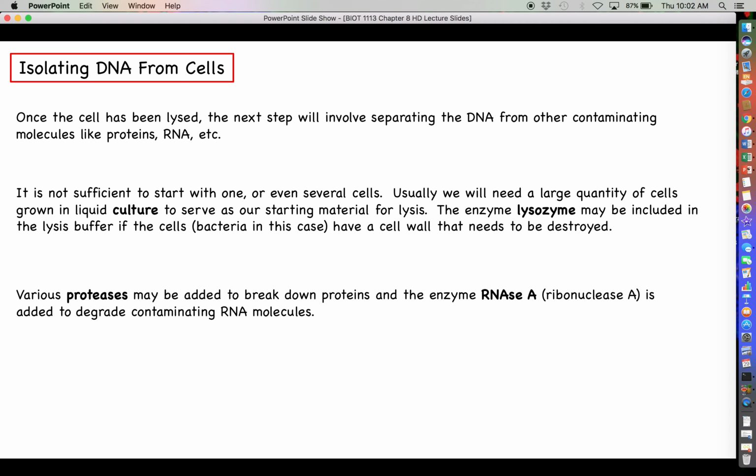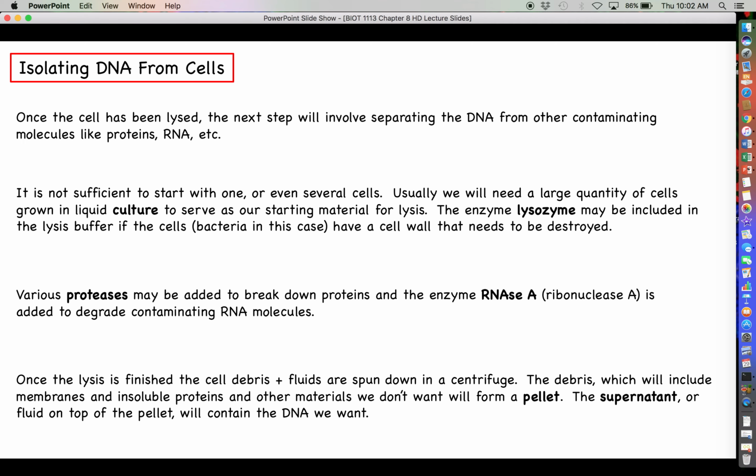We can also add a variety of different proteases to break down proteins that we don't want contaminating. Another enzyme called ribonuclease A, or RNase A, can be added to degrade and break down any contaminating RNA molecules. So this seems like kind of a crude method, basically saying, okay, we've got the DNA mixed in with all this other stuff we don't want. Well, let's just break down and destroy all the stuff we don't want, and what we'll be left with is what we do want, which is the DNA.